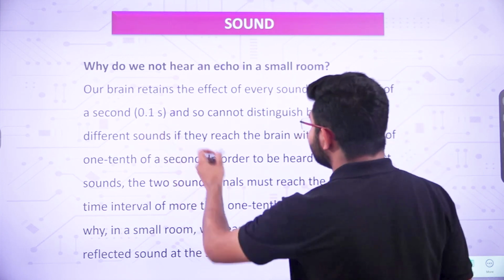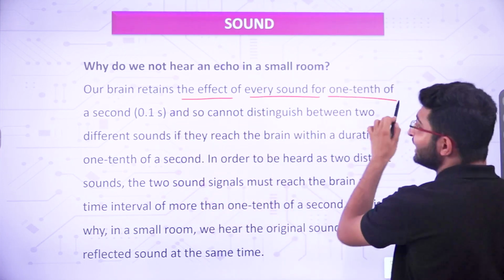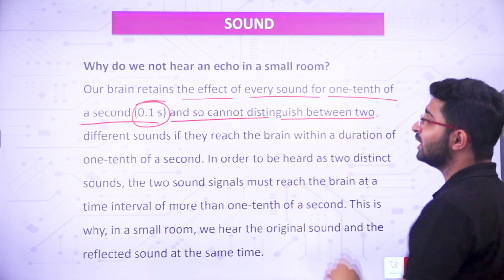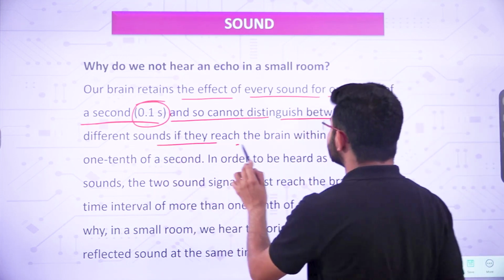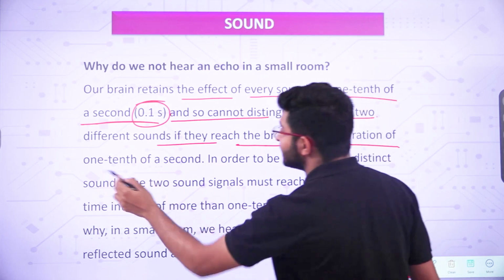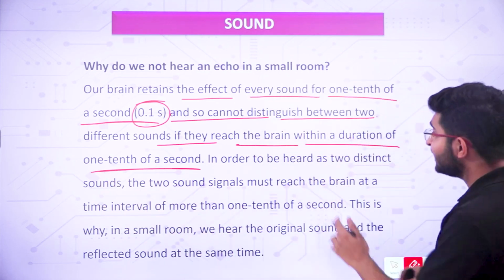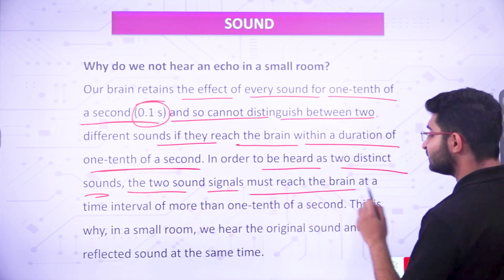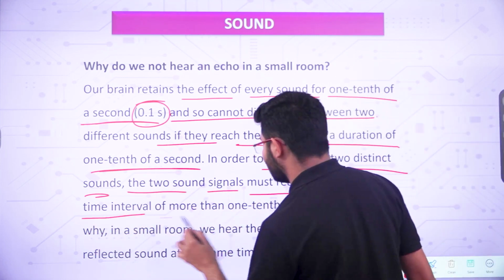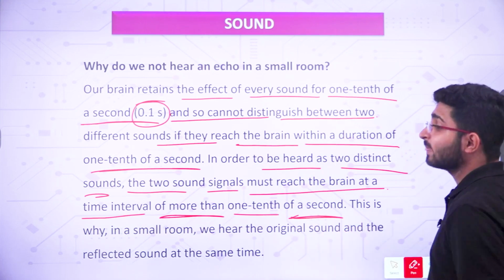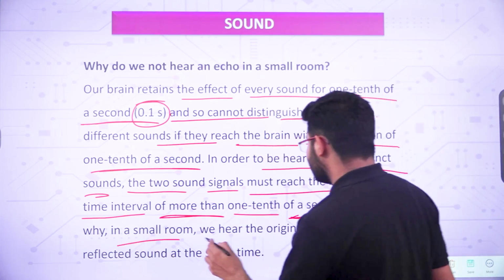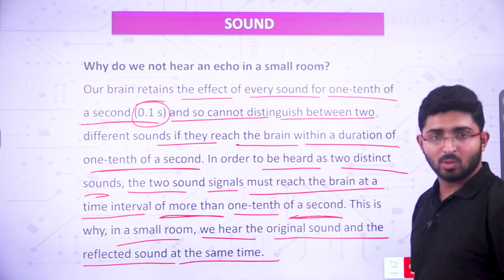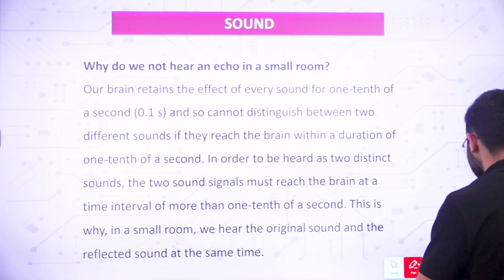Our brain retains the effect of every sound for 1/10 of a second, 0.1 second, and so it cannot distinguish between two different sounds if they reach the brain within a duration of 1/10 of a second. In order to be heard as two distinct sounds, the two sound signals must reach the brain at a time interval of more than 1/10 of a second. This is why in a small room we hear the original sound and the reflected sound at the same time. I hope this is clear. You can take the screenshot.